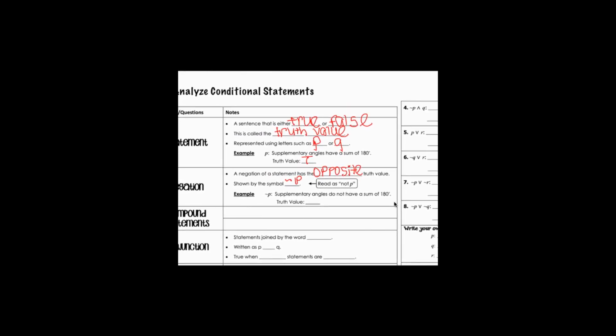So for example, we have not P, supplementary angles do not have a sum of 180. So the truth value of that is false because they do have a sum of 180. And it's the opposite truth value of statement P, which was supplementary angles have a sum of 180. There's also compound statements. So that's two or more statements joined by the words and or.